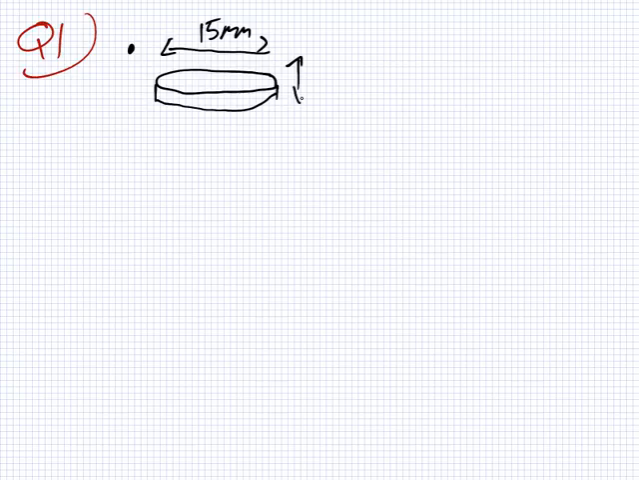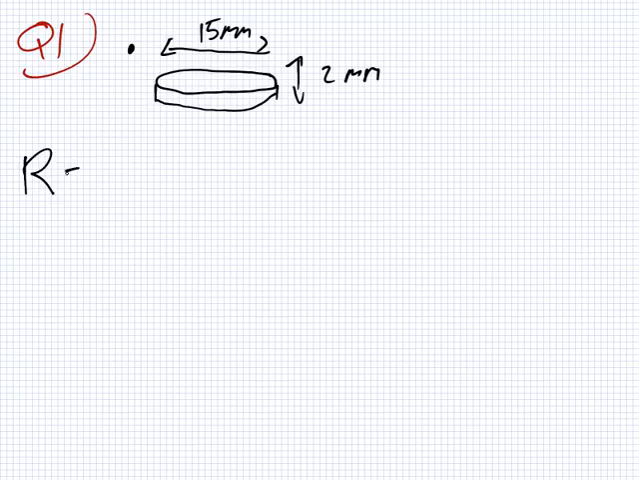Sometimes your teacher uses a nickel coin when his batteries are too short for his toys. A nickel coin is 15 millimeters wide and 2 millimeters thick. How much resistance is added to it?